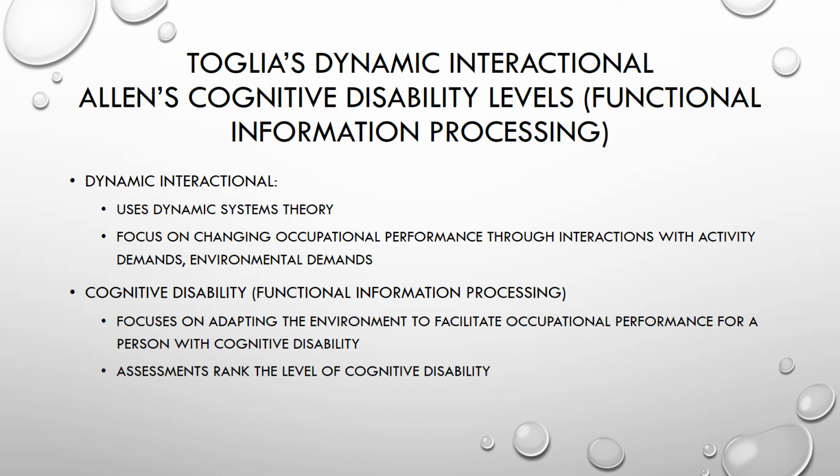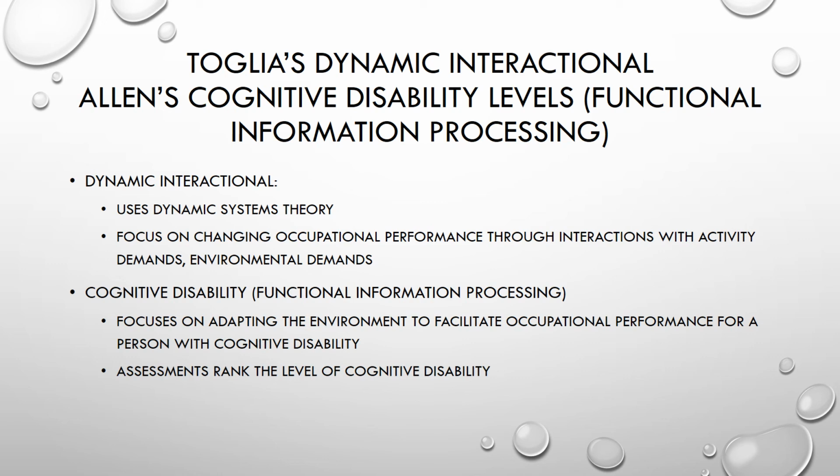And basically controlling those demands and gradually increasing them until the person is able to handle their environment. Cognitive disability, rather, says this is a person who's not going to change. So obviously there are people who cognitively improve and there are people who don't cognitively improve. For example, folks with Alzheimer's disease.